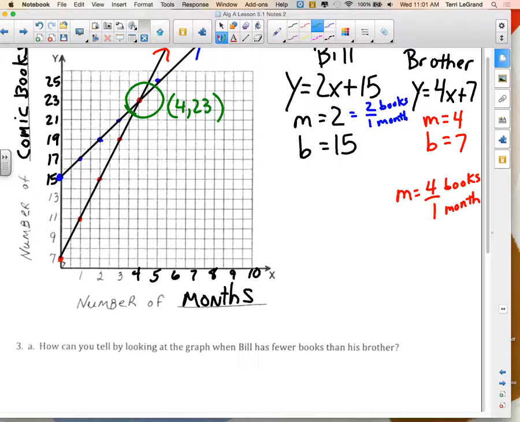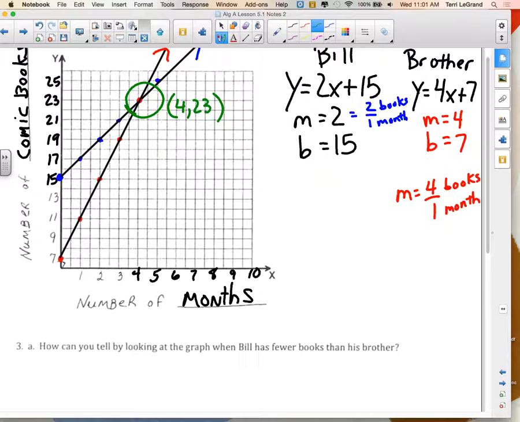Okay, now not only should we be able to use the graph to tell when they have the same number of books, how long did it take and how many books would they each have at that time, we should be able to also get some other information from our graph, like number 3a. How can you tell by looking at the graph when Bill has fewer books than his brother?